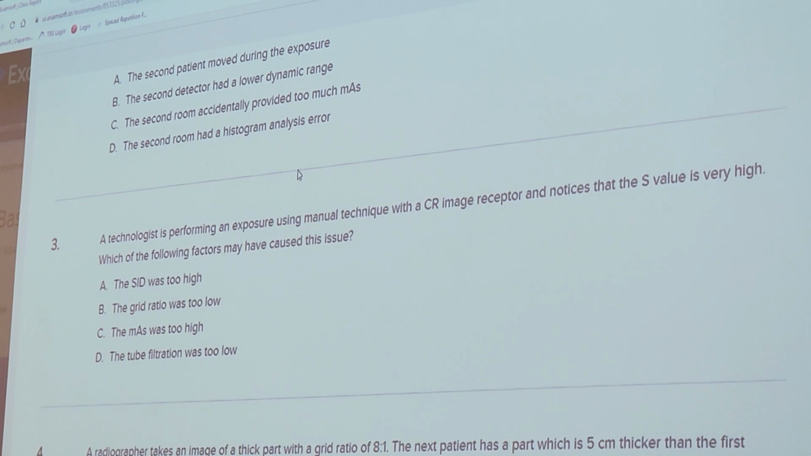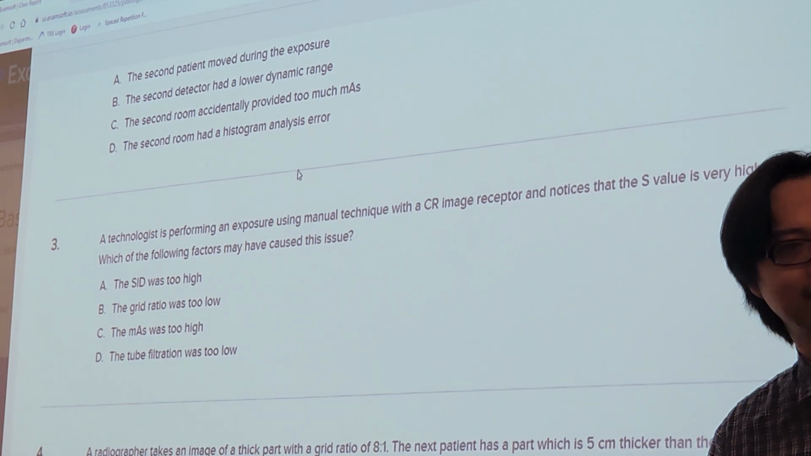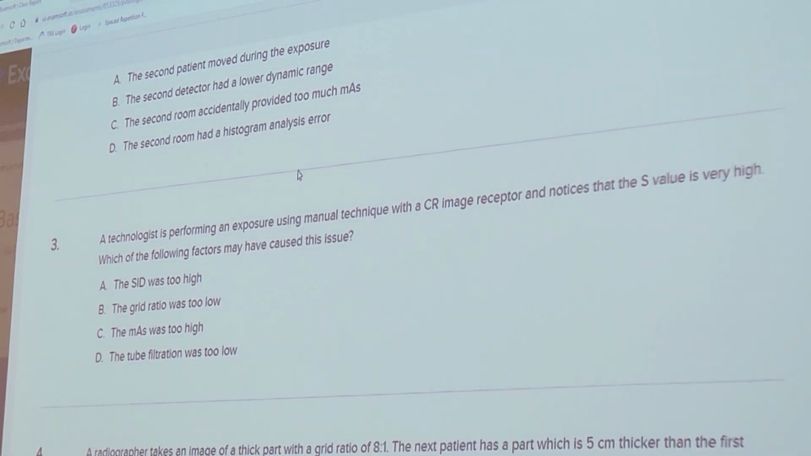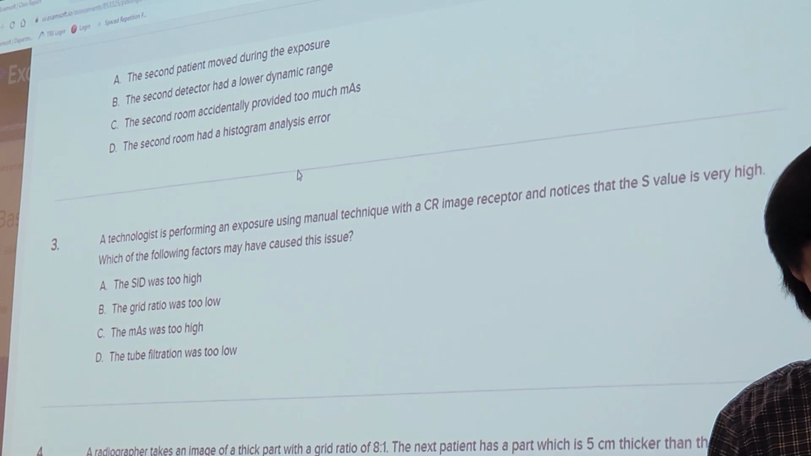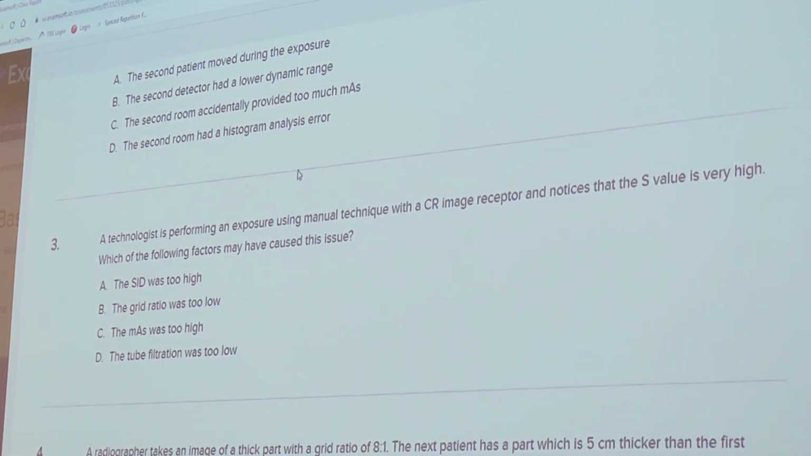Okay. Yes? So grid is kind of like a filter. If it goes down, it's supposed to let more through. Yes, you can think of a grid kind of like a filter. It's still blocking X-rays. And speaking of filters, if the filtration was too low, if we have less filtration, what happens to the number of X-rays? More. That's right, then more X-rays get to pass through, and once again, the number of X-rays goes up.